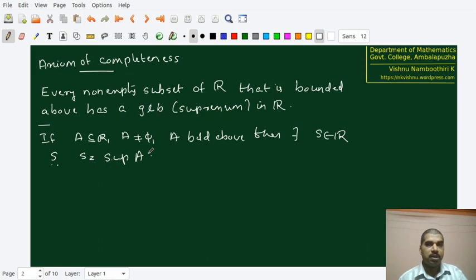Just remember once again that the supremum of a set need not exist in that set itself, but we need that supremum to be a real number. Therefore, the supremum is going to be in R, not necessarily in A itself.